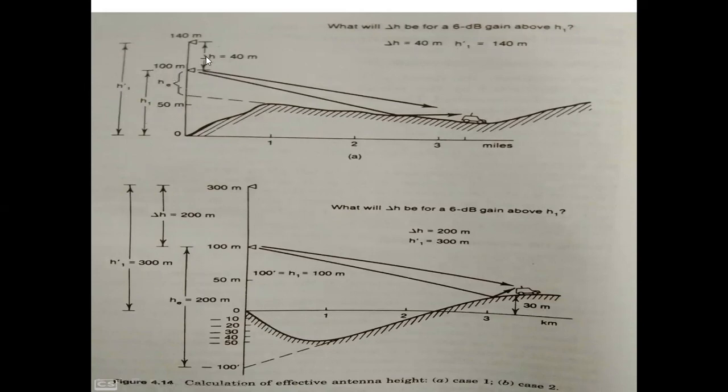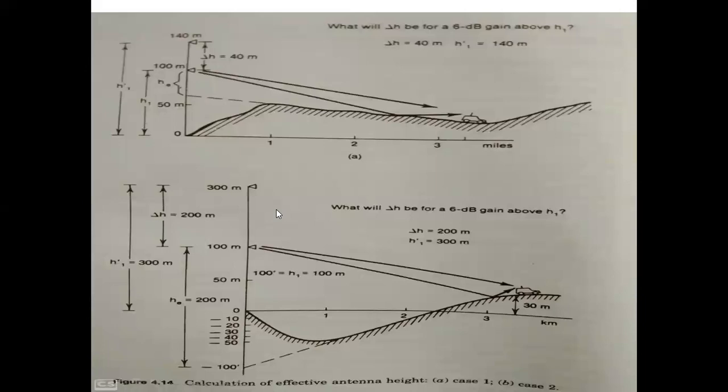And here the difference in height is 40 meters. That is, the effective antenna height is 40. And in this case, the effective antenna height is 200 meters. That is, the difference is 200 meters, but the actual antenna height is 100 meters. Okay, so these are the two cases.